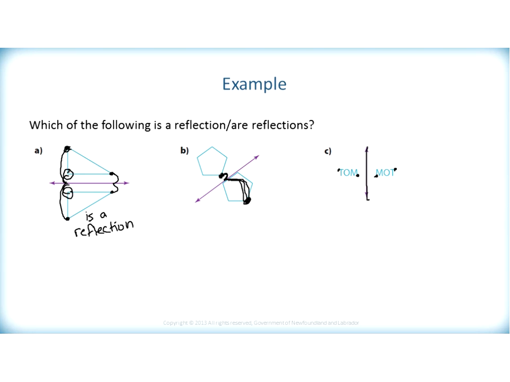So Tom and M-O-T, Moss, I guess, they would be considered reflections because the word is completely reversed in its order. And the letters, although it's really hard to tell, could be considered to be flipped around as well.